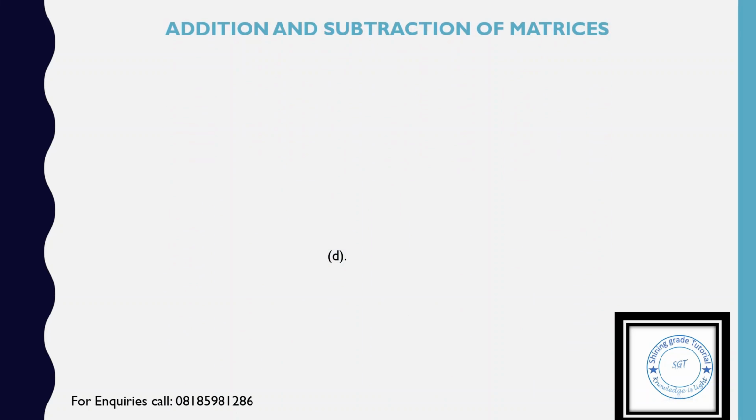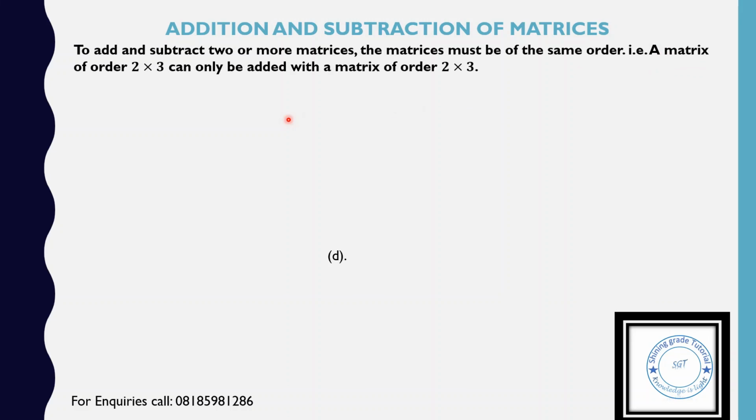Now we have addition and subtraction of matrices. The basic rule is that for you to add two or more matrices together, they must be of the same order. The order must be exactly the same. So you must ensure that they have the same order. It means we can only add a matrix of order 2 by 3 with another matrix of order 2 by 3. That's the simple rule.